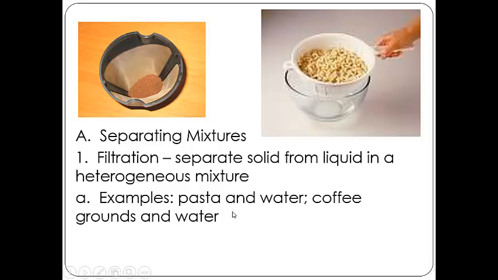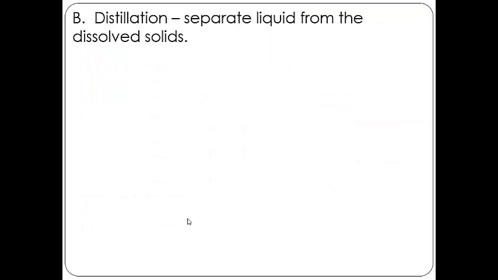So that would be one way. If you have a solid and a liquid, you can use the filtration system. Doesn't always work that way though. Sometimes you have two liquids. So another way that we can separate mixtures is by distillation. And this separates two different liquids, or it might be a solid particle that's been dissolved into a liquid, but just running it through a strainer isn't going to work.